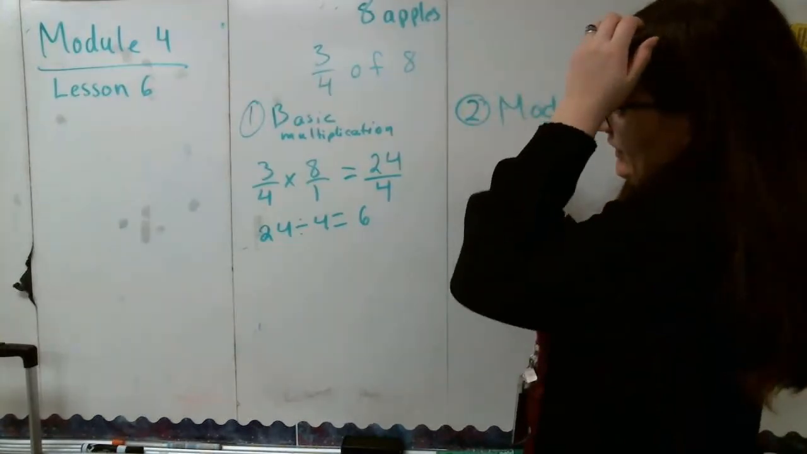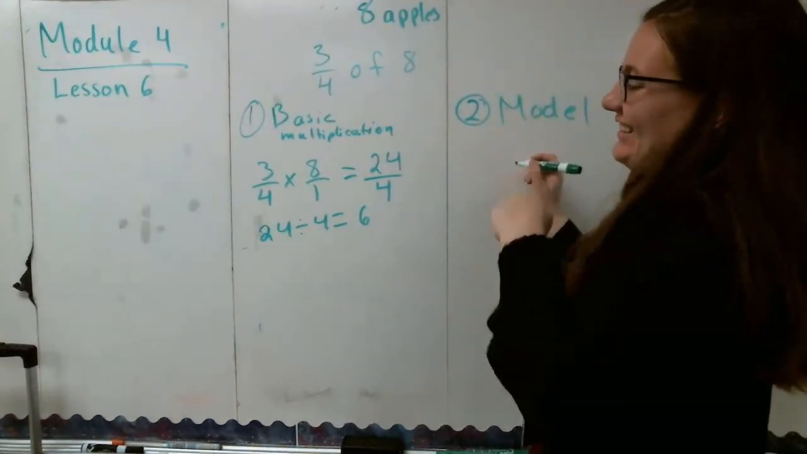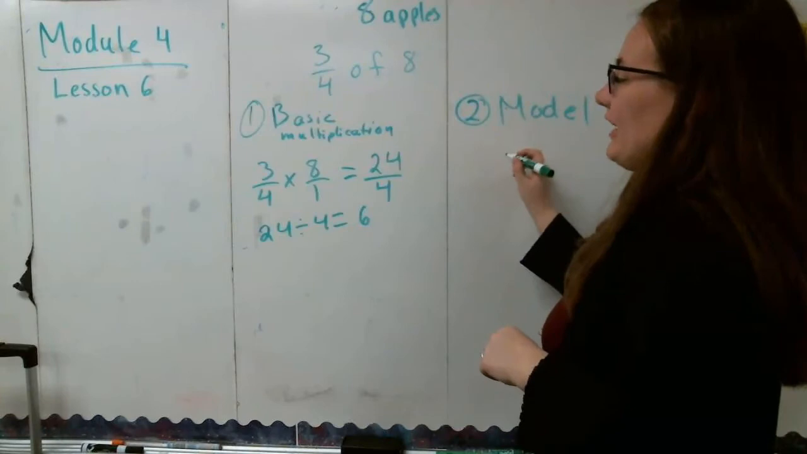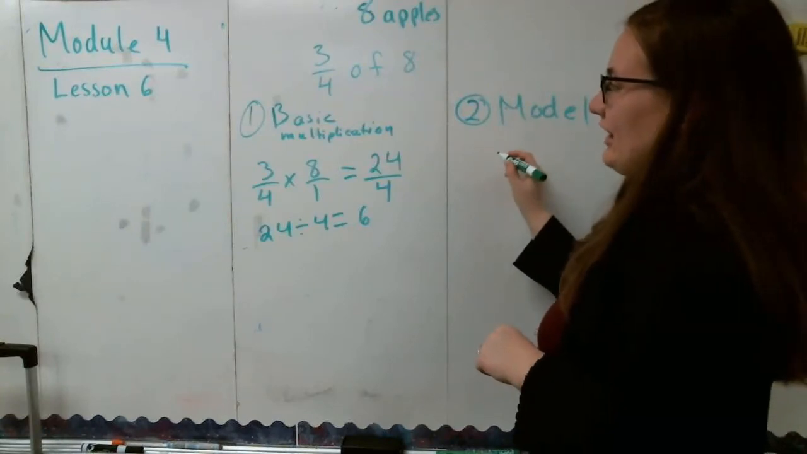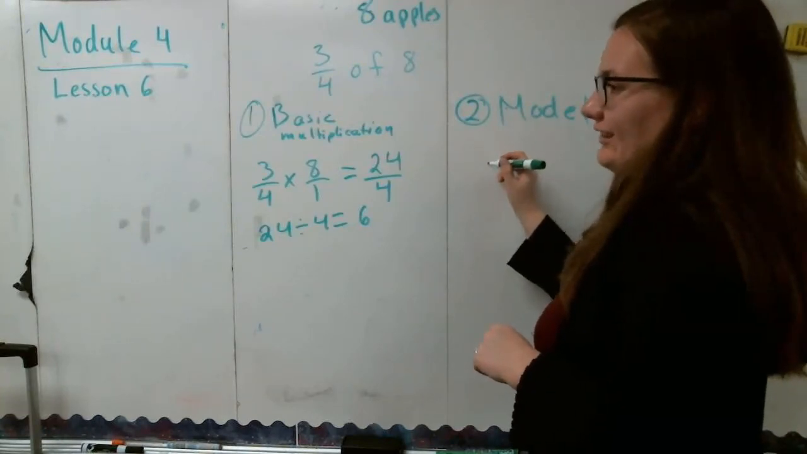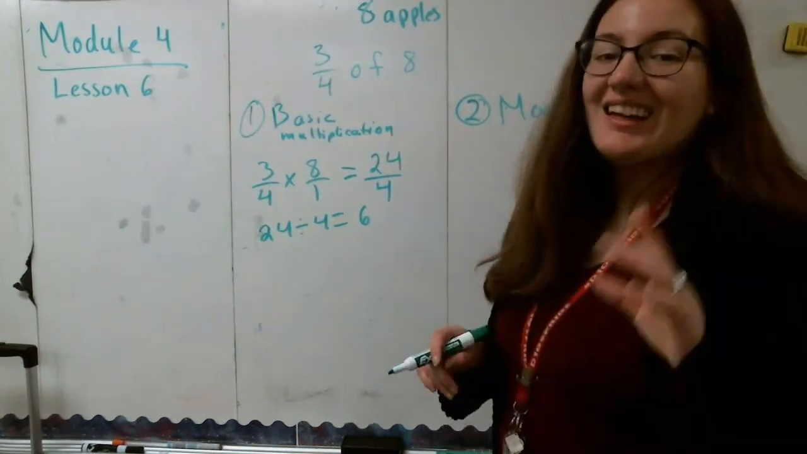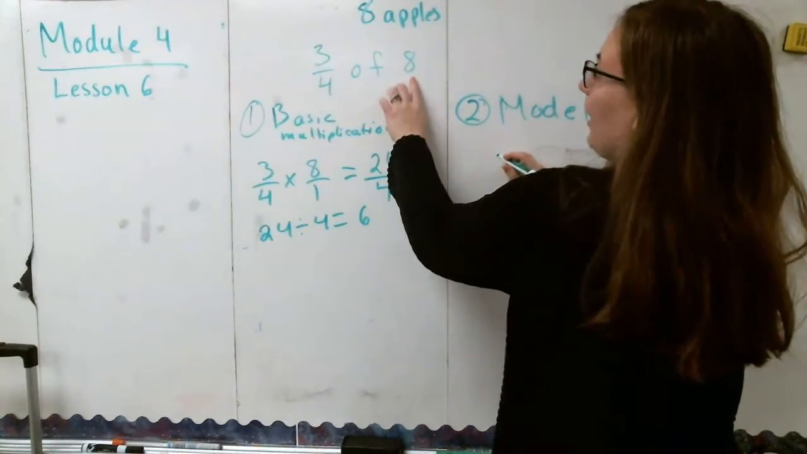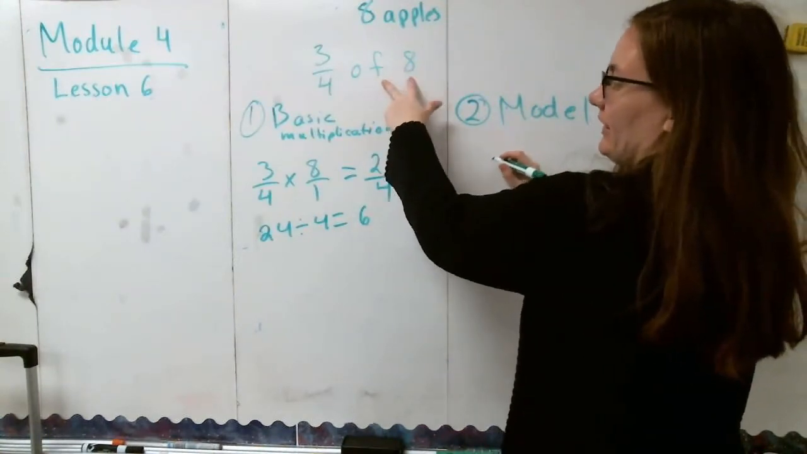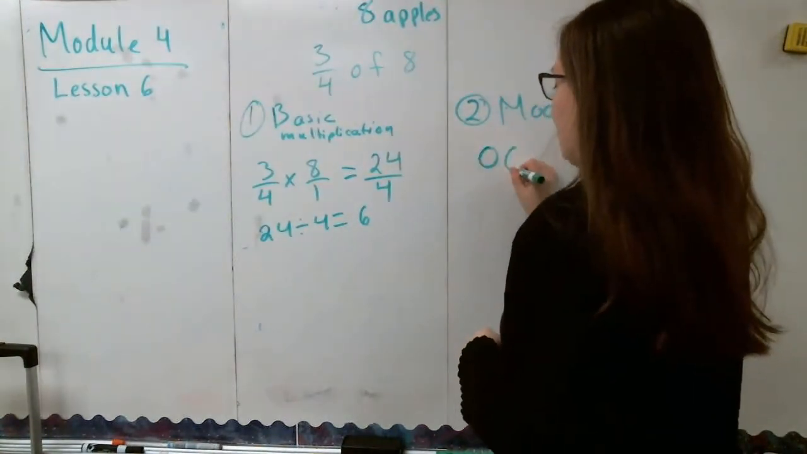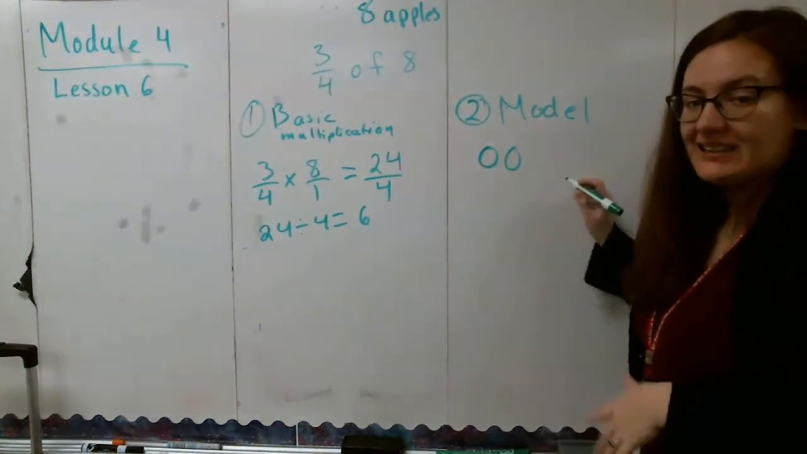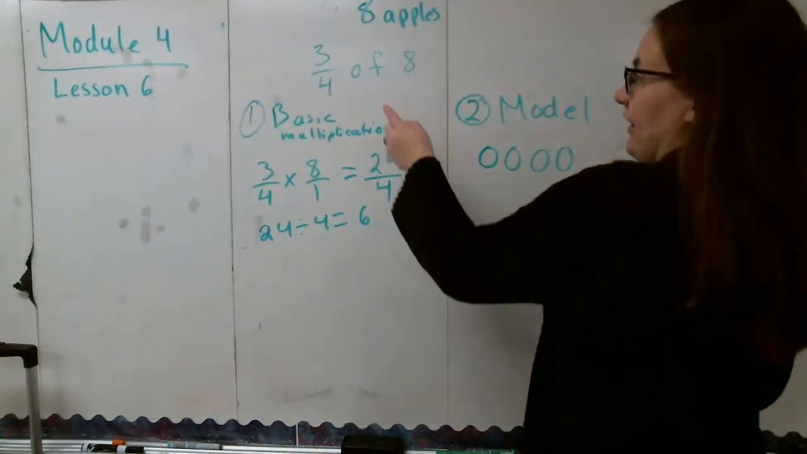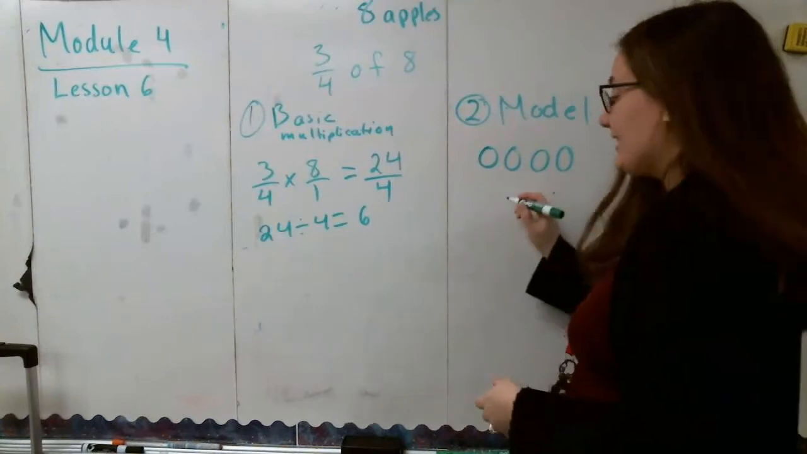24 dots. No, 32 dots. 32 dots, sorry. So we want a model that shows me 32 dots. No, 24 dots? Oh. Sorry, 5th grade. You're actually going to be drawing a model of 8 dots because whatever the of number is, that's how many dots you're going to draw. So if you have of 8, you draw 8 dots. If you have of 16, you would draw 16 dots.